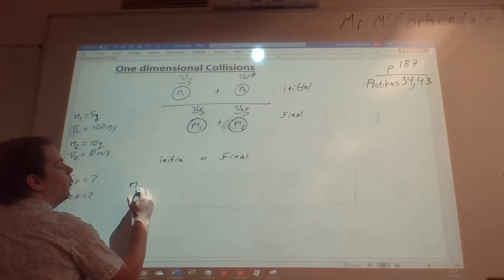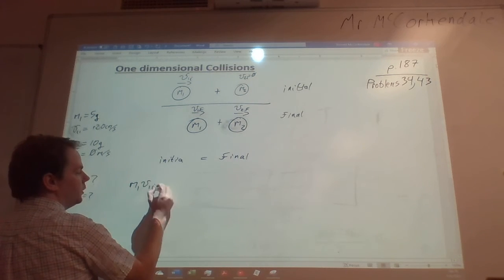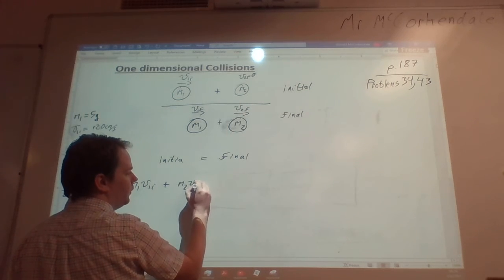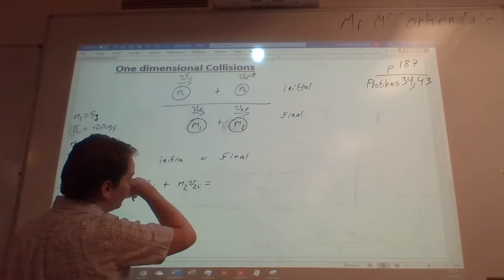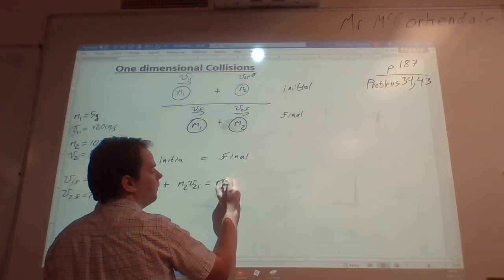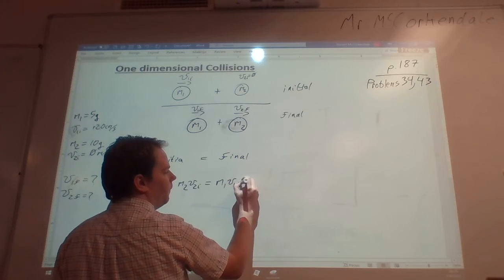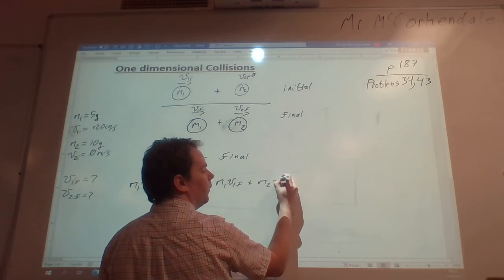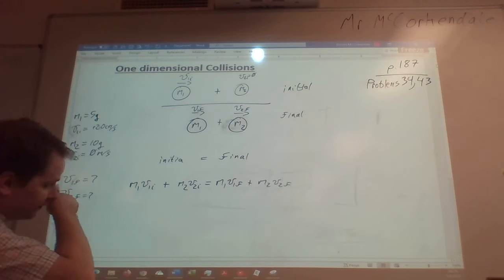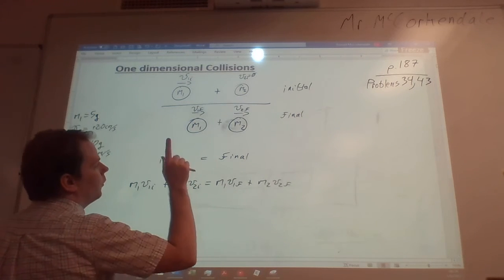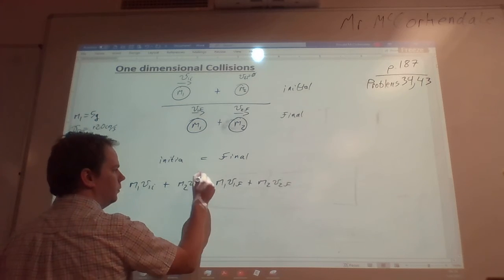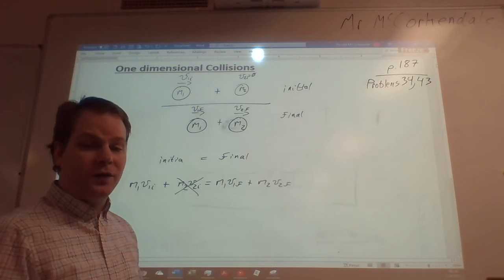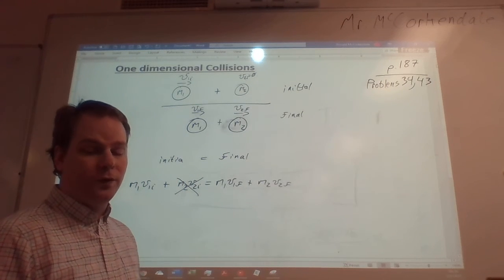So M1 V1 initial plus M2 V2 initial equals M1 V1 final plus M2 V2 final. Now, this term is 0 because this object is not moving. Since its velocity is 0, its momentum has to be 0.